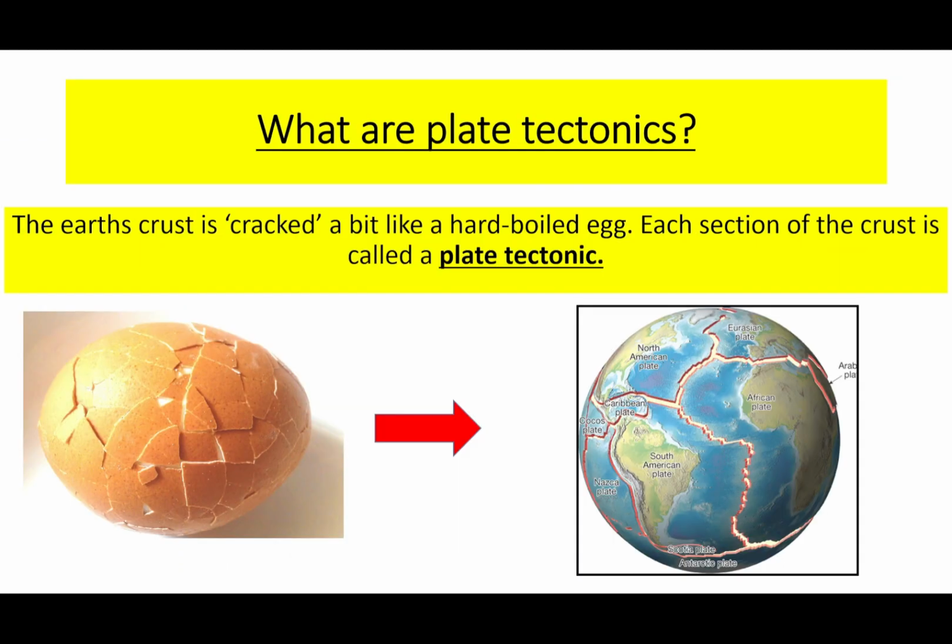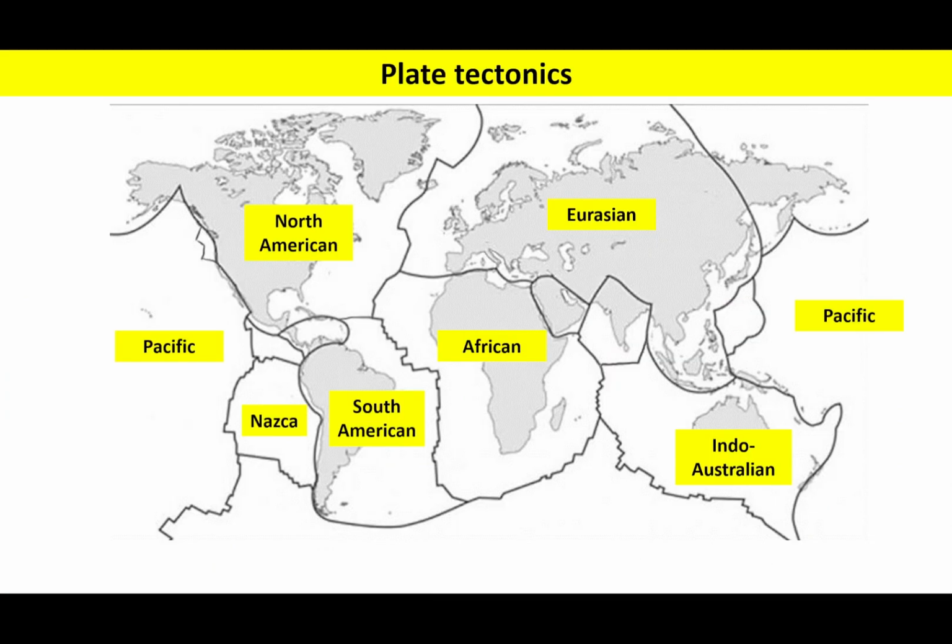Remember I said that the earth is a little bit like a hard-boiled egg. The earth's crust is not one whole piece. It is cracked like a hard-boiled egg. Now each section of the crust is called a tectonic plate. Each plate has its own name.